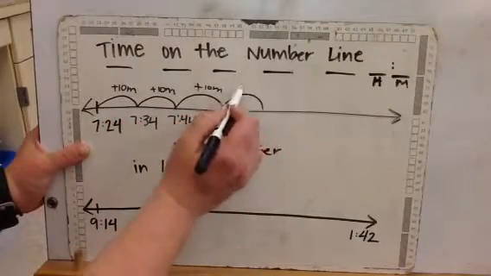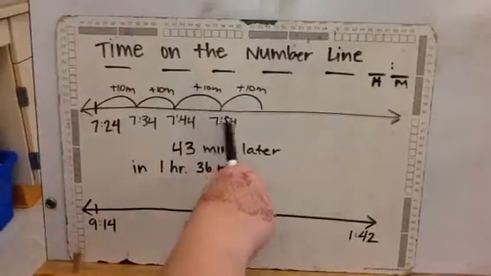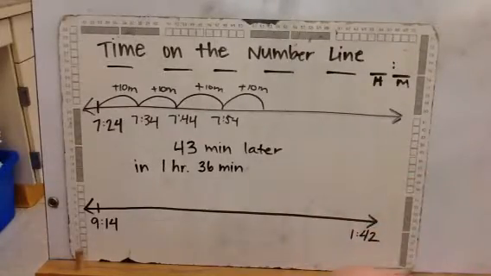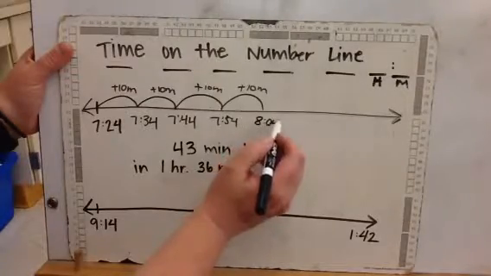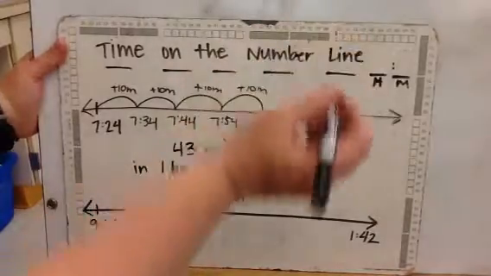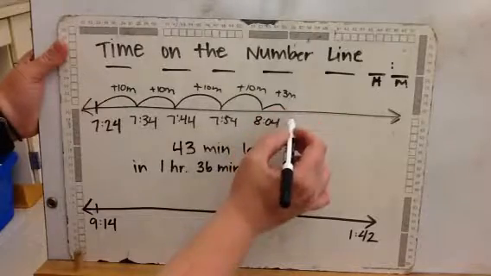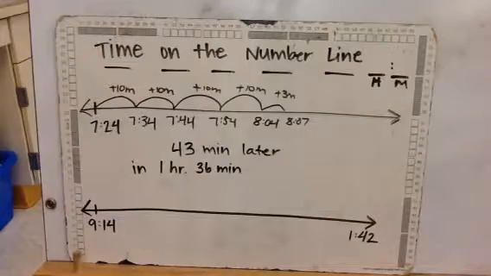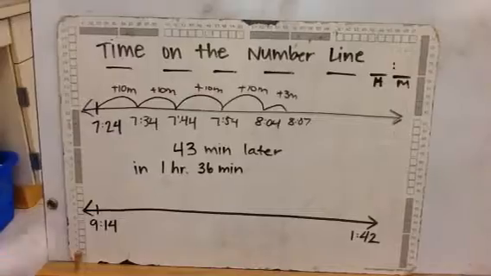And then another 10 minutes, this can be a little confusing sometimes or tricky. There's no 7:64. When I get into the 60s, I know a new hour has started. So here it's actually going to be 8:04. So that's my 40 minutes, and then I need 3 more minutes. So here, plus 3 minutes, it is now 8:07. So this is how you show time on the number line. I hopped 40 minutes and then 3 more minutes.